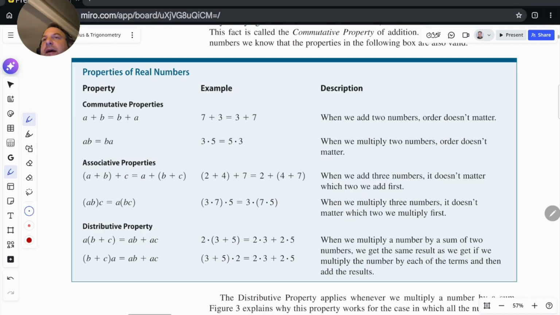This is why we can multiply length times width or width times length for area of a rectangle, and we will arrive at the same number. Now for a square, they would both be the same regardless, right? So maybe I should say just for a rectangle. All right, for our associative properties, we have addition and multiplication as well. For addition, when adding three numbers, the grouping does not matter. For example, 2 plus 4 plus 7 is equal to 2 plus 4 plus 7. And the same thing applies for multiplication. 3 times 7 times 5, 3 times 7 times 5. Order does not matter. Grouping does not matter.